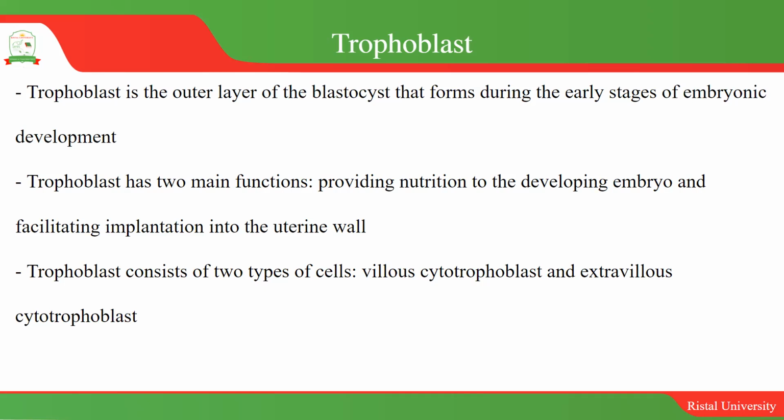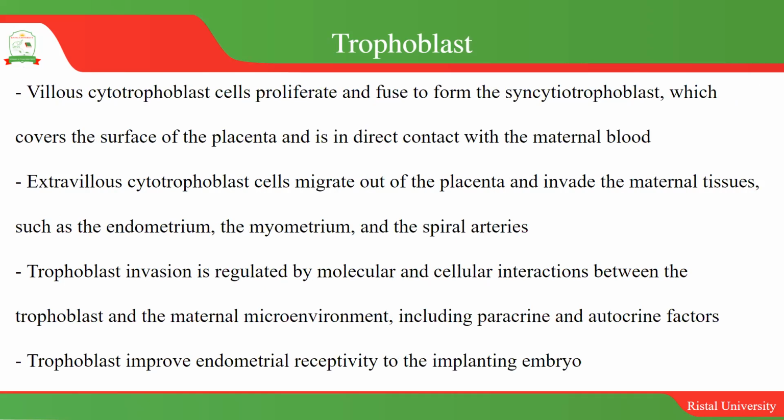The trophoblasts consist of two types of cells: the villous cytotrophoblasts and then the extravillous cytotrophoblasts. Okay, so the villous cytotrophoblasts proliferate and fuse to form the syncytiotrophoblasts, which cover the surface of the placenta and are in direct contact with the maternal blood. The extravillous cytotrophoblasts cells migrate out of the placenta and invade the maternal tissues, such as the endometrium, the myometrium, and the spiral arteries.